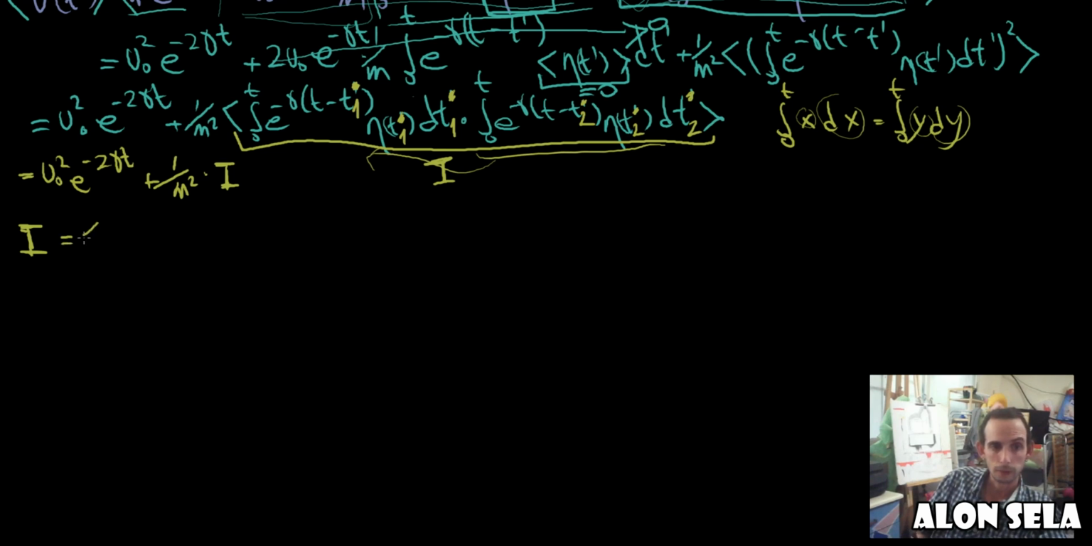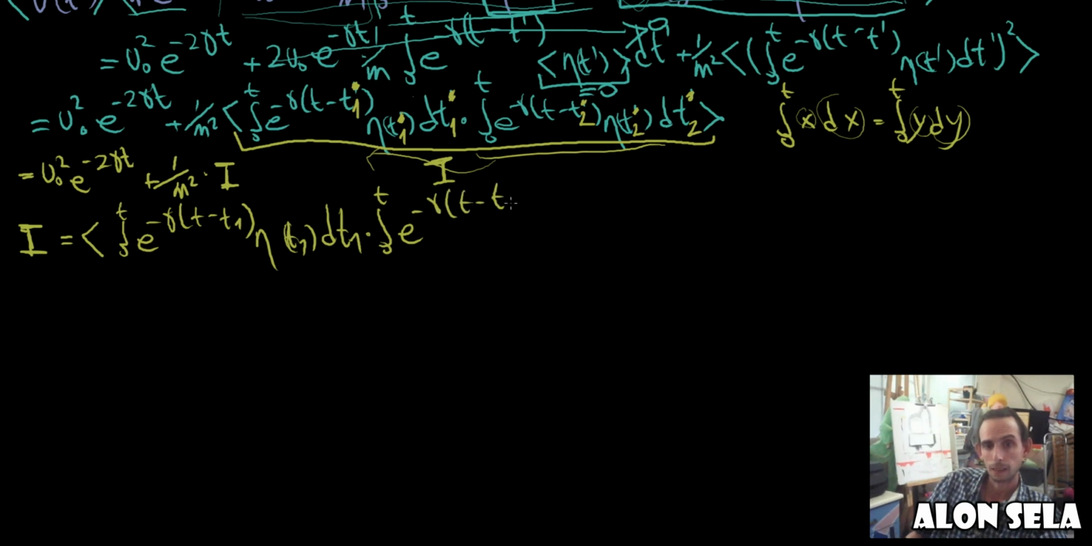So we have the expectation of the integral from 0 to t of e to the minus gamma (t minus t1) eta at t1 dt1, times the integral from 0 to t of e to the minus gamma (t minus t2) eta of t2 dt2, the expectation of this expression.